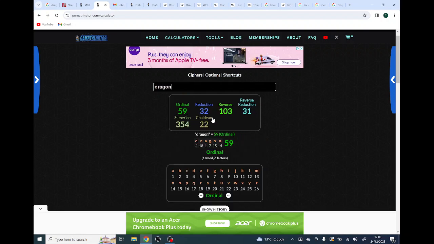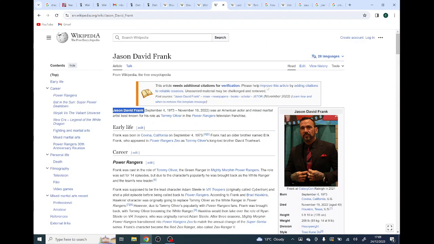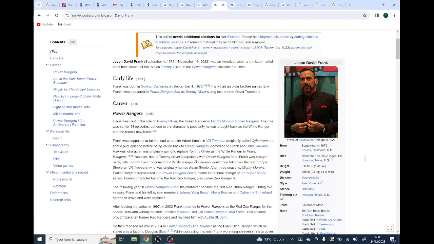Dragon Zord, which was his, 59. And his birth date, which was the 4-9. And you got that 42, the reversal of 24. It's the mirror of 24. Absolute crazy. But yeah. Jason David Frank, he was born the year that Bruce Lee died, 1973. Crazy. It's kind of interlinked with each other, really.